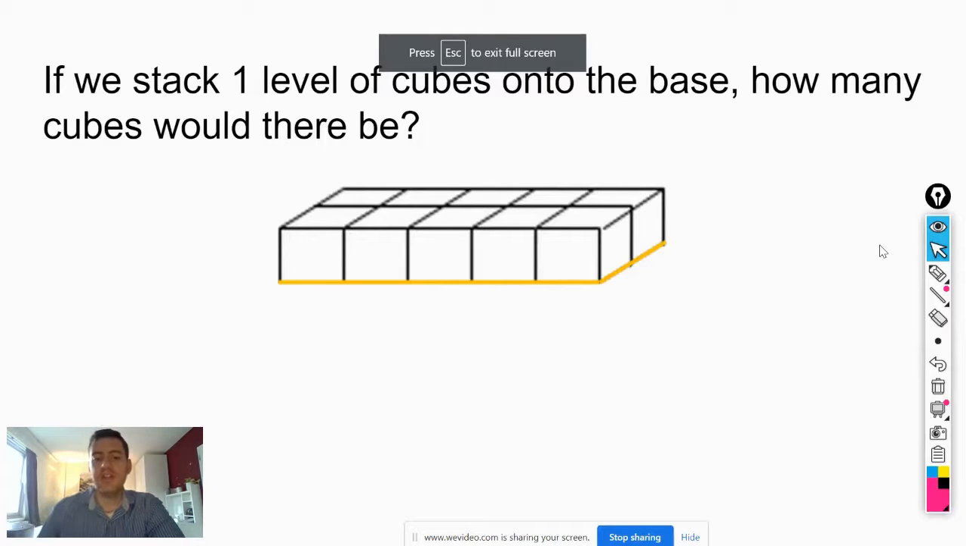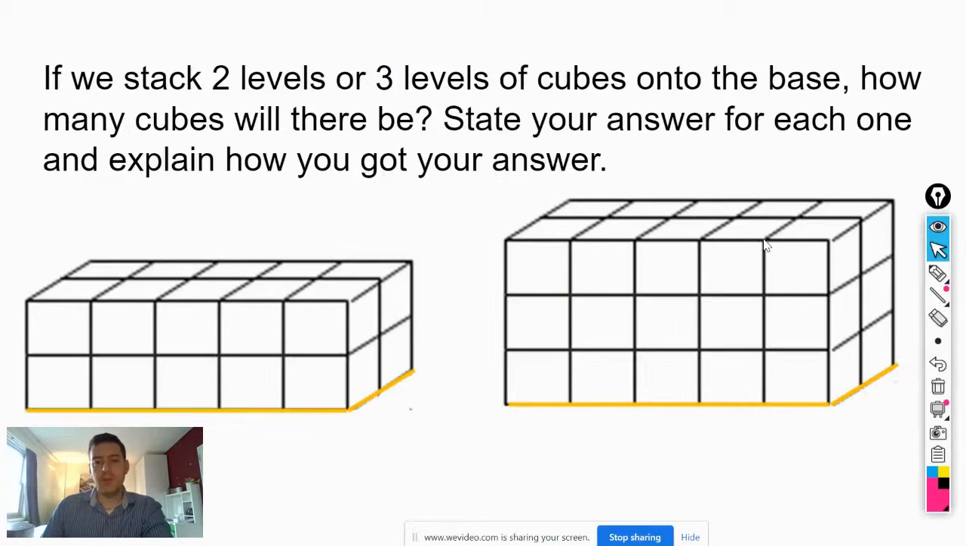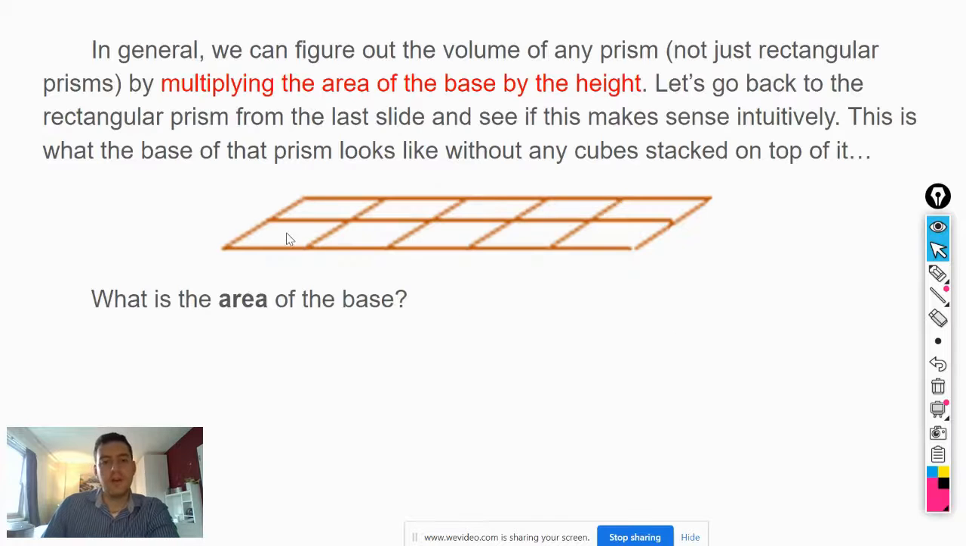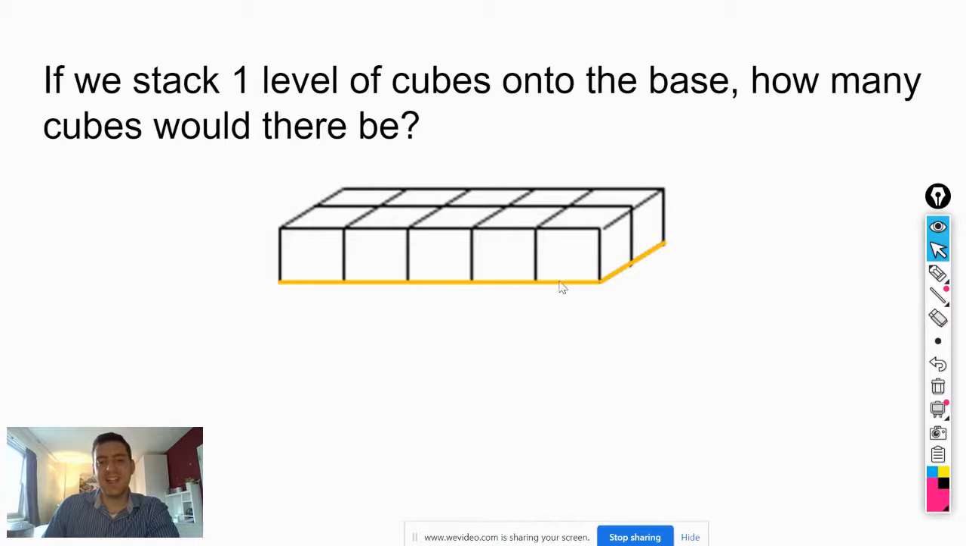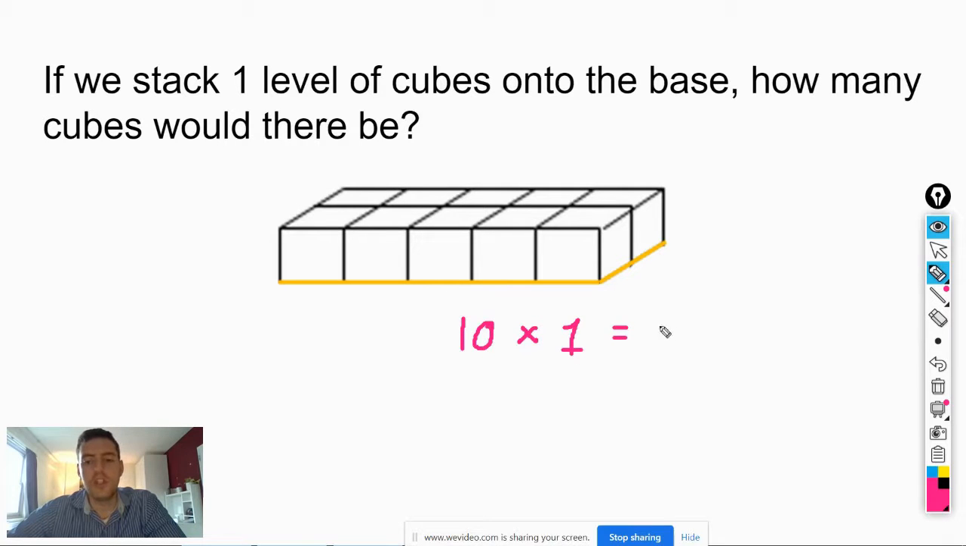Well, imagine that the base that we saw before is made up of little slots that the cubes are going to be put into. There are 10 slots, and each slot is going to get just one cube stacked inside of it or on top of it. So to answer how many cubes there would be, we would just do 10 times 1, which is 10.